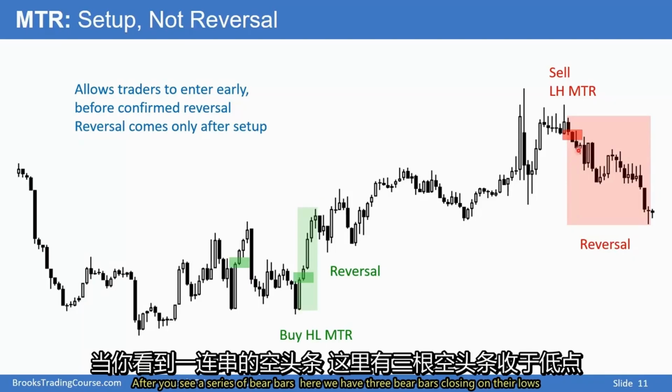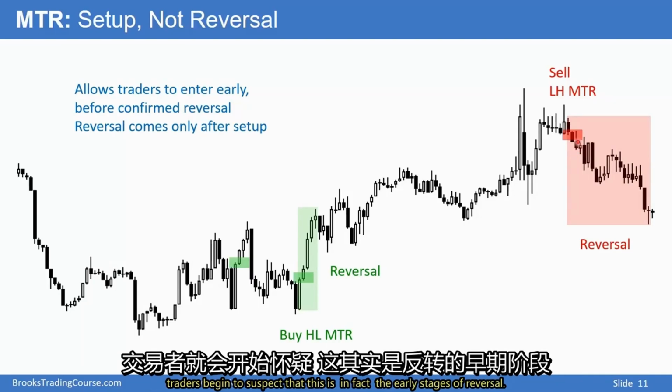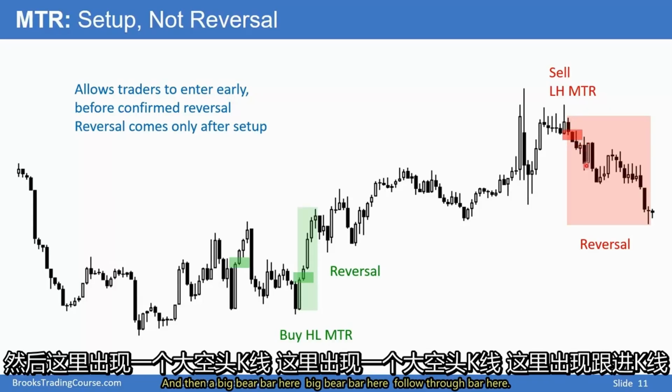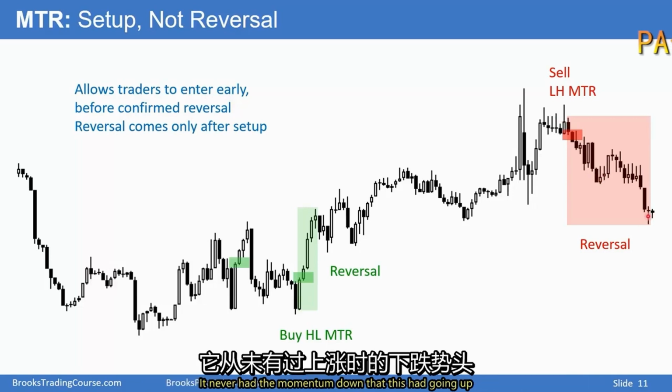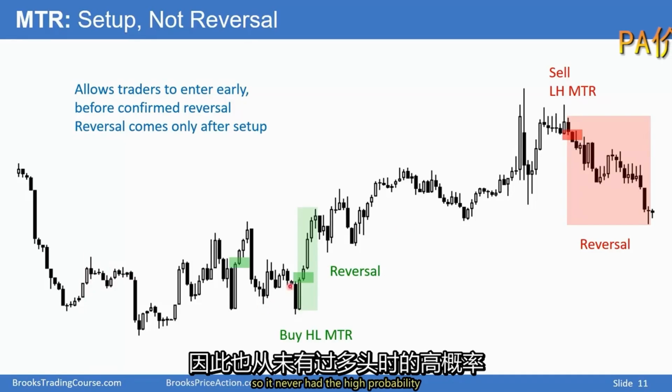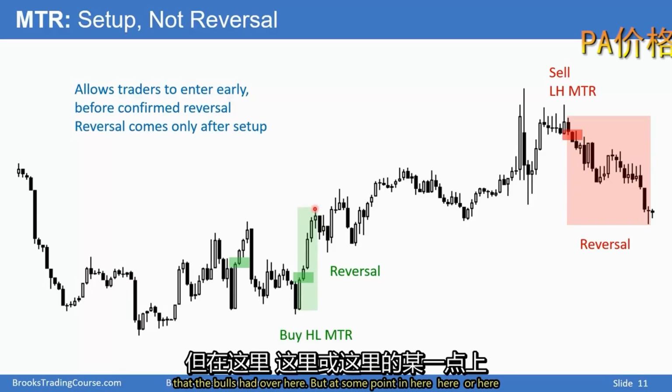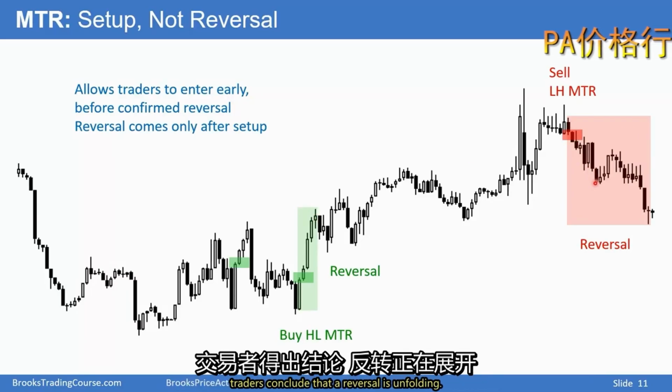After you see a series of bear bars, here we have 3 bear bars closing on their lows, traders begin to suspect that this is, in fact, the early stages of reversal. And then a big bear bar here, follow through bar here. So at this point, traders are probably comfortable that this is an early reversal. It never had the momentum down that this had going up, so it never had the high probability that the bulls had over here. But at some point in here, or here, traders conclude that a reversal is unfolding.